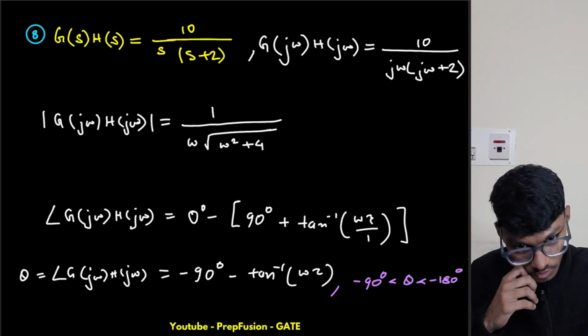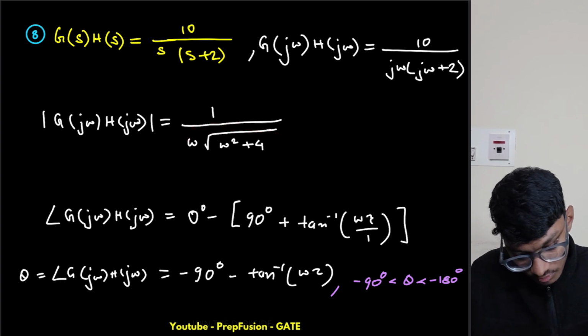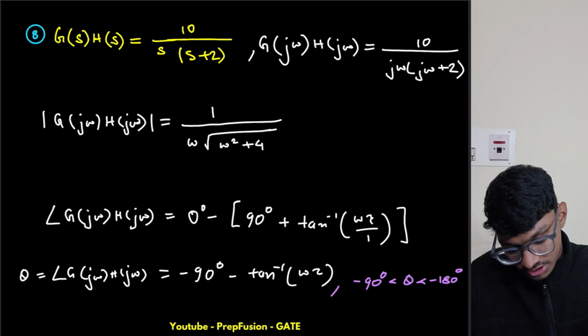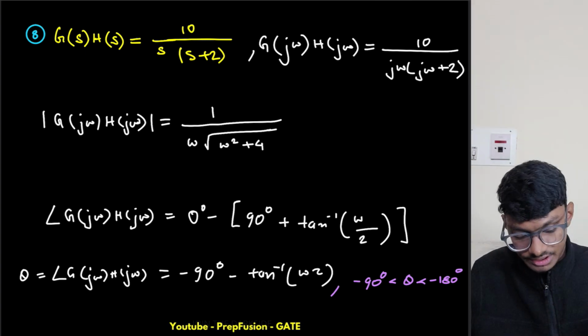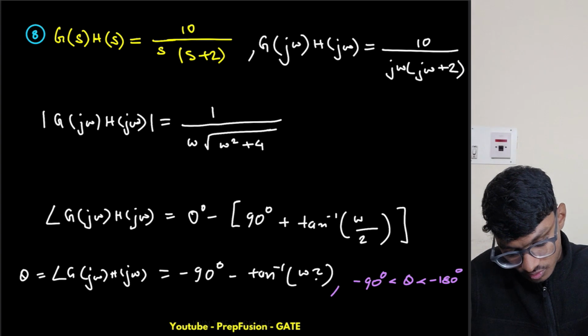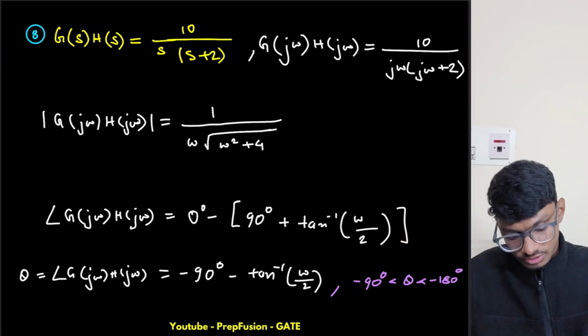Plus 4, right? This is omega square plus 4. Okay, so now what is the angle? Let's say this is the magnitude, and what is the angle? The angle is basically 90 minus tan inverse of omega by 2. Real upon imaginary, right? So this will be omega by 2 itself. So the angle will lie between minus 90 to 180. This is the same only.